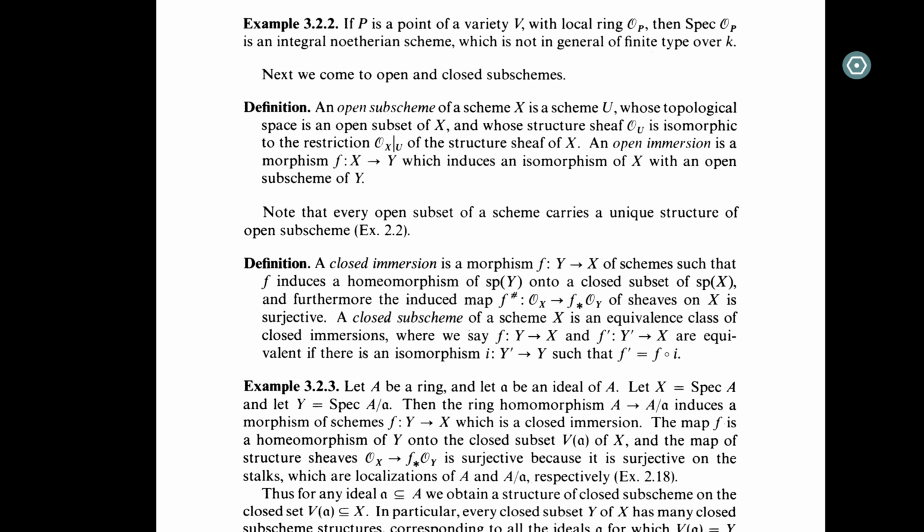As we said, at this moment we care about the open and closed subschemes. An open subscheme of a scheme X is a scheme whose topological space is an open subset E of X, and whose structure sheaf is isomorphic to the restriction of the structure sheaf of X on E.